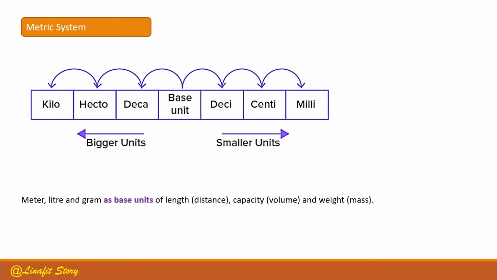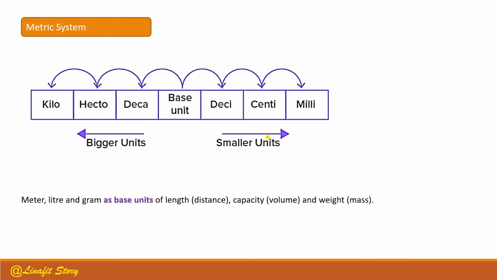The metric system is a system of measurement that uses the meter, liter, and gram as base units of length, distance, capacity, volume, and weight or mass. So over here, these are the base units: meter, liter, and gram.